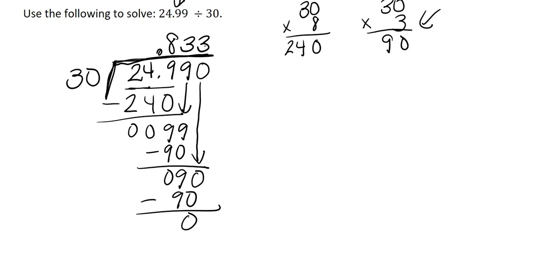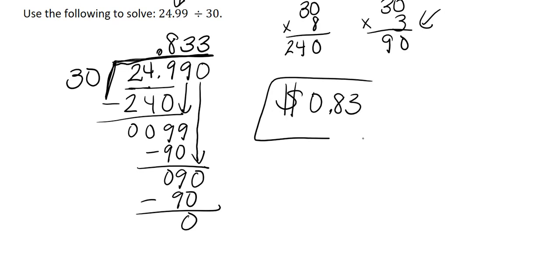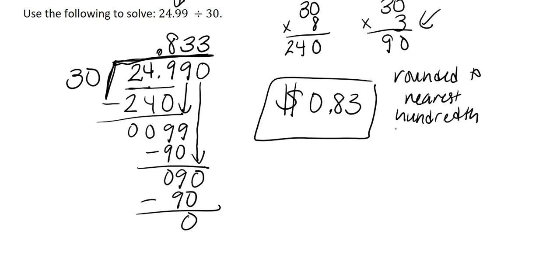But because this is money, we're just going to round to the nearest hundredth. So it is 83 cents. We rounded to the nearest hundredth because it is money.